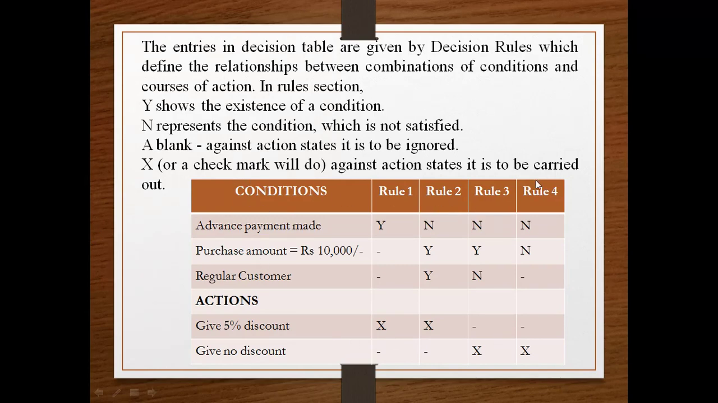As I said, it is divided into 4 quadrants. So this is condition stub and the conditions are written here. These are the actions. Okay, so this is divided into conditions again, and this is where the actions are taken. Okay, so let's see with this.